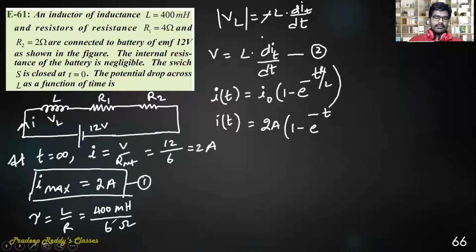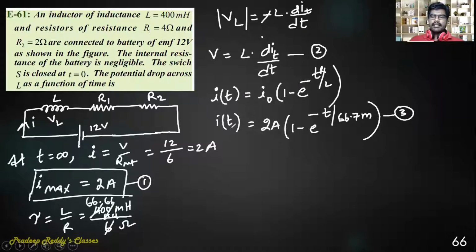So I will write it as 400 divided by 6, which is 66.7. So relaxation time tau will be equal to 66.7 millisecond. This is I of t. Let me take this as equation number 3.